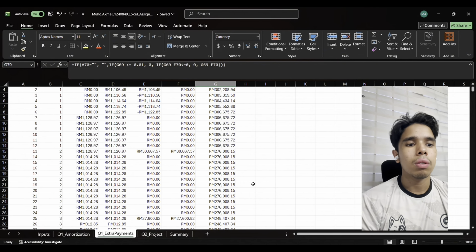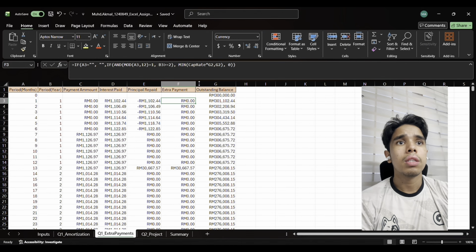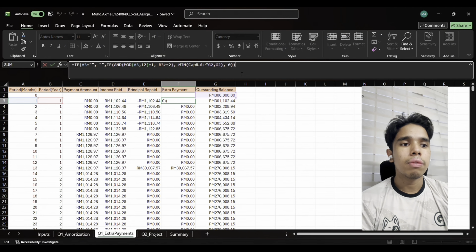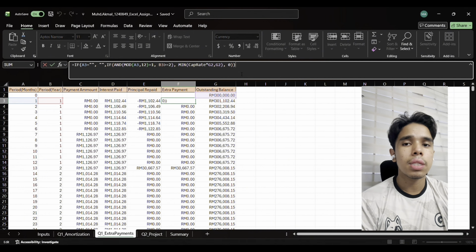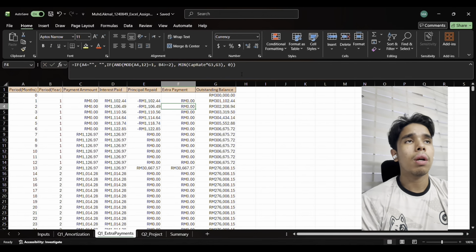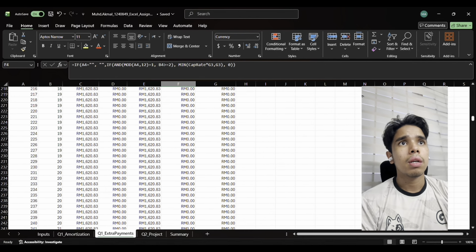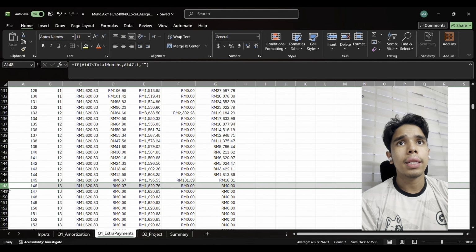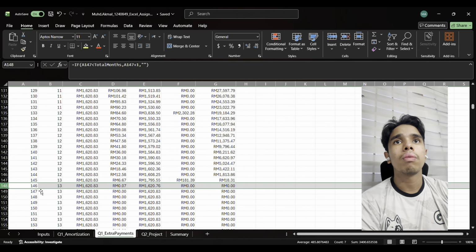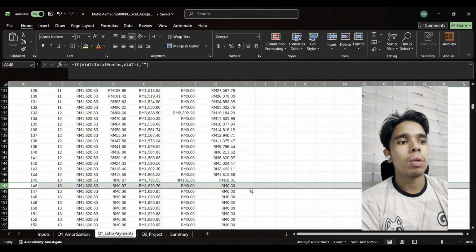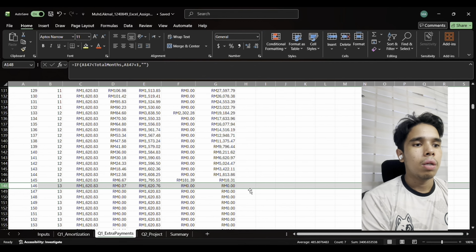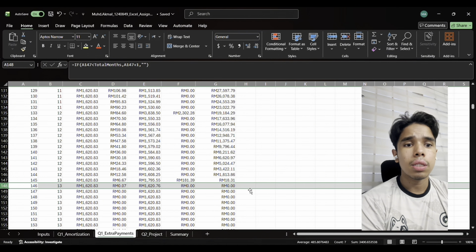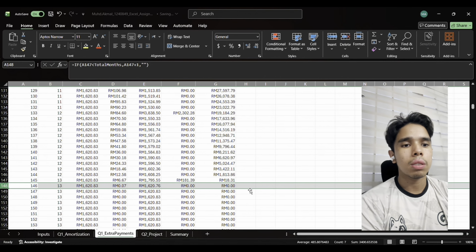So let's look at the formula for extra payment. The formula checks if it's the first month of the year and if the year is 2 or greater. If so, it applies the extra payment, which is the minimum of 10% of the balance or the balance itself. Let's look at the end of the payment. At row 148, which is month 146, the payment will be 0. This means Ahmed and Sarah can pay off their 30-year loan in just 12 years and 2 months.